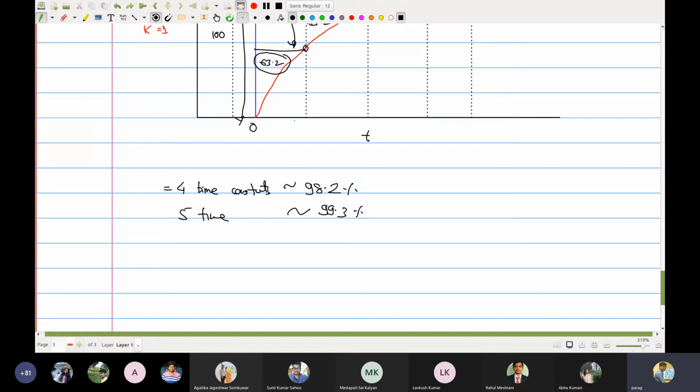If you want to be even closer, you have to go up to 5 time constants and it will become 99.3. To reach exactly 100, you require infinite time constants because the function is exponential, right? It will reach the value 1 only at t tends to infinity. Okay, by 1 I mean 100%.